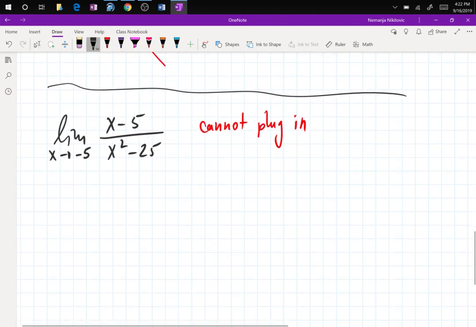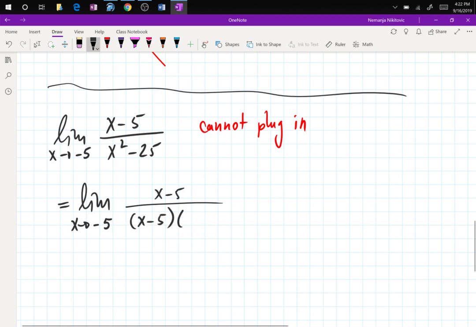We can factor. So now when you factor, you get limit x goes to negative 5, and you have your x minus 5 over x minus 5, x plus 5. These cancel, and you get now the limit as x goes to negative 5 of 1 over x plus 5.